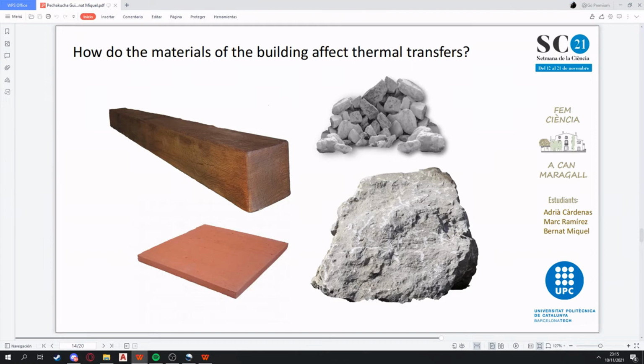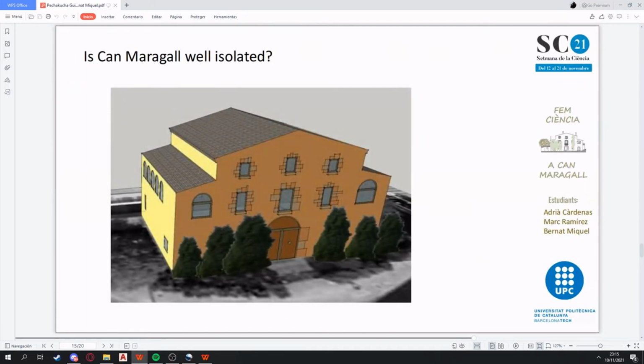So the thermal conductivity of lime and cement mortar and wood is not that great. On the other hand, the position of the material in the design of the construction is also important for the correct functioning of the envelope, avoiding condensation problems. In this case, we can affirm that Can Maragall is not the best insulated house, but that is obvious because it's a really old structure.